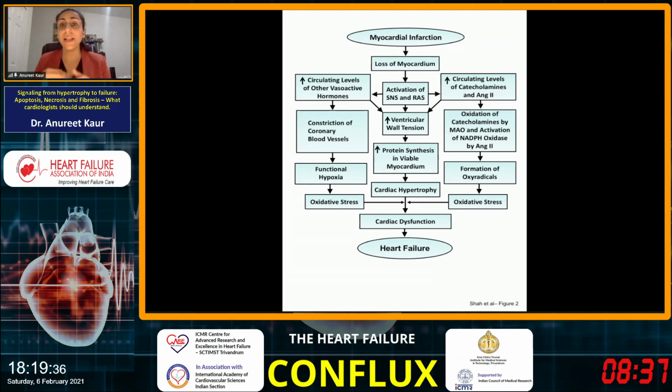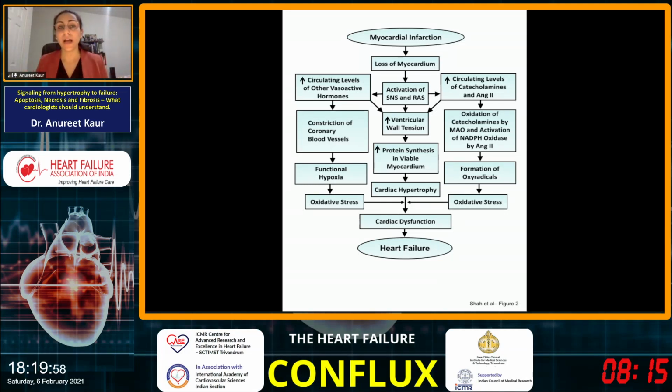Now, that will actually lead to the synthesis of protein in the non-ischemic myocardium. So the one which is infarcted, and then we have the one which is not affected and is viable. That will lead to an increase in protein kinases and protein synthesis, which will cause hypertrophy, which means an increase in the muscle mass. So that's a compensatory mechanism.